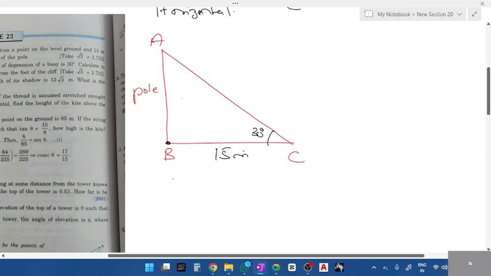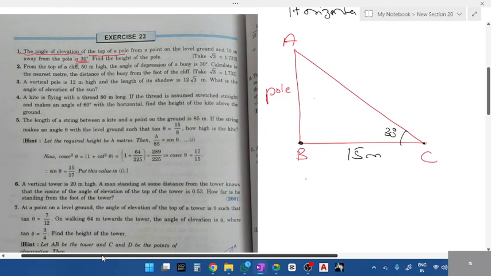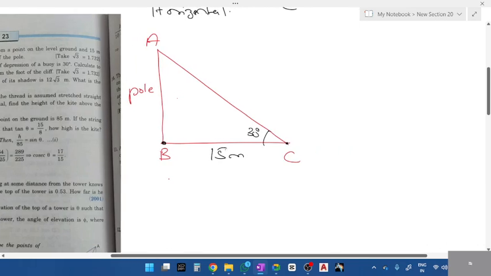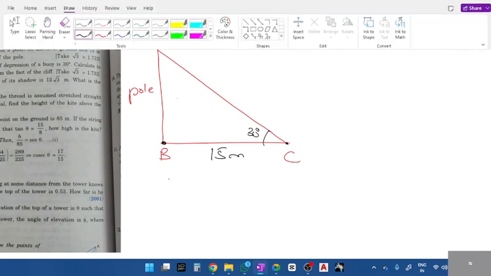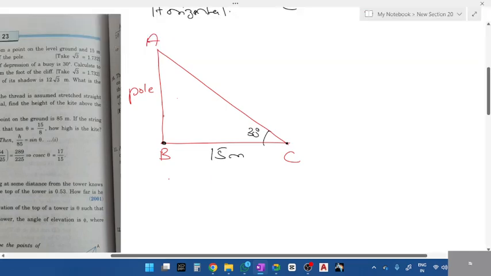Now, which angle is given here, students? Which vertex is given? See, we have to name it: A, B, C. Angle C. We have to take angle C. With respect to angle C, what is BC? Is it perpendicular, base, or hypotenuse? With respect to angle C, the base is given.